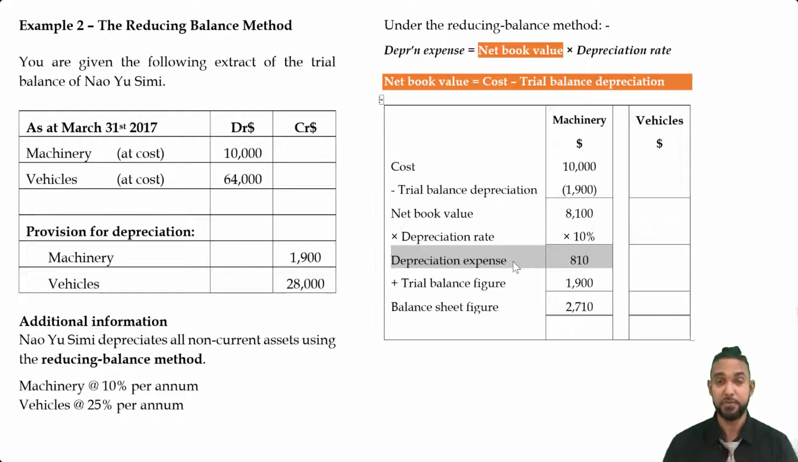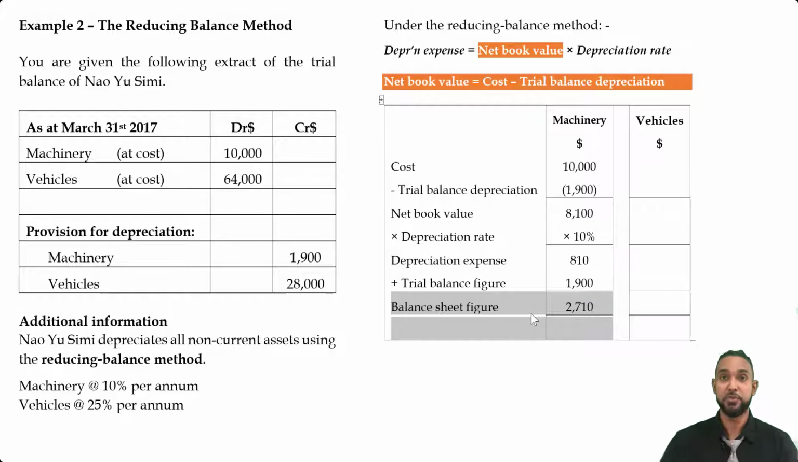To get the balance sheet figure, we have to add the current year's depreciation to all of the previous years' depreciation, what I call the trial balance depreciation. And that will give us the depreciation figure for the balance sheet. Now let's repeat for the vehicles.